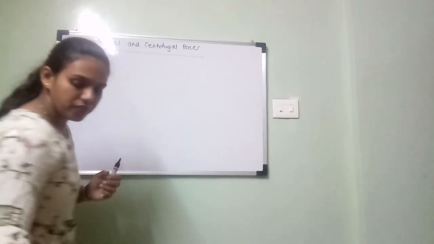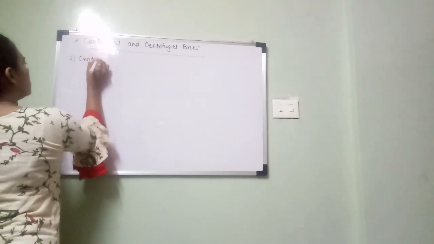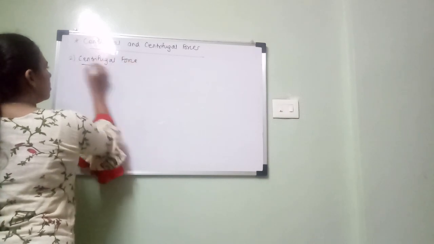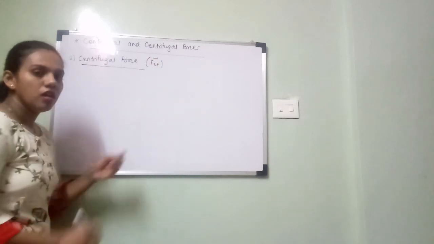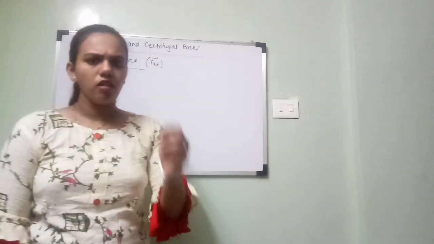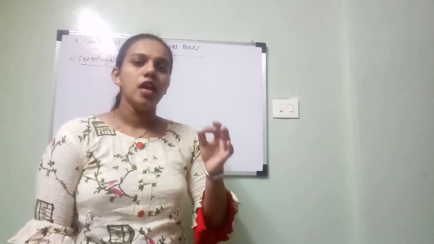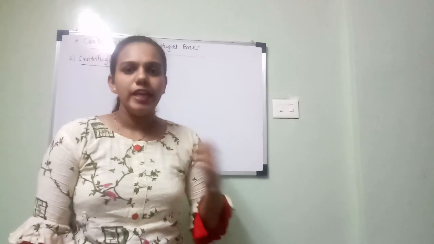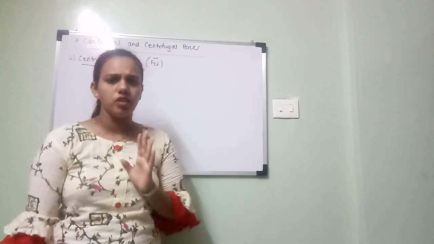So see, second force is centrifugal force, which is denoted by FCF bar. What you can say? The force acting on a particle performing circular motion directed away from center is known as centrifugal force. It is a pseudo force. It is not a real force. The best example of it is what?